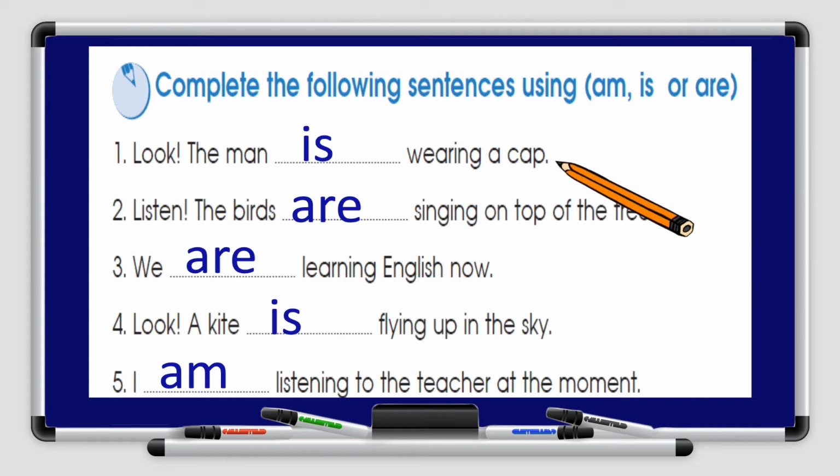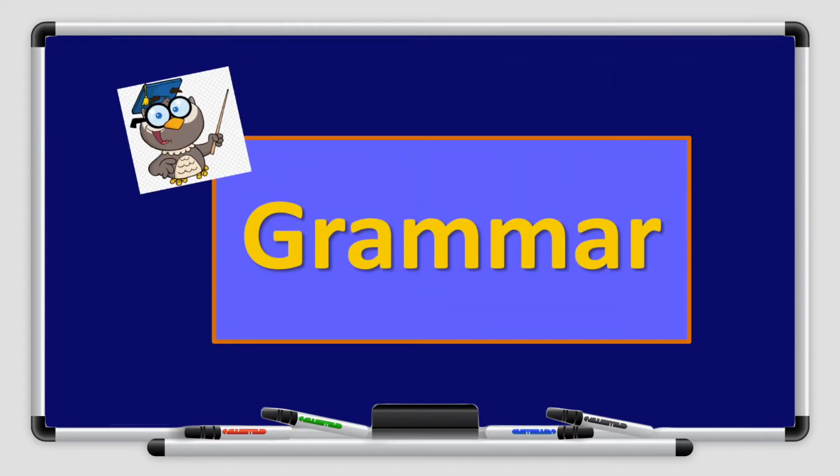Number 1, look, the man is wearing a cap. Number 2, listen, the birds are singing on top of the tree. Number 3, we are learning English now. 4, look, a kite is flying up in the sky. What about number 5? I am listening to the teacher at the moment. Excellent, boys and girls. Now, let's move on to our grammar session.